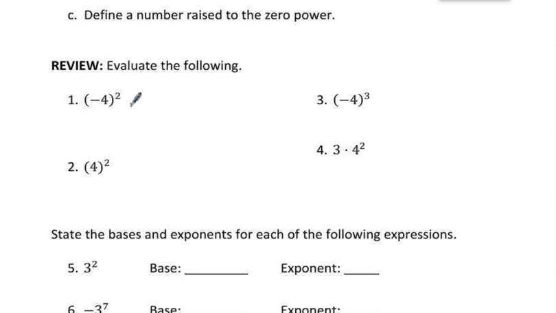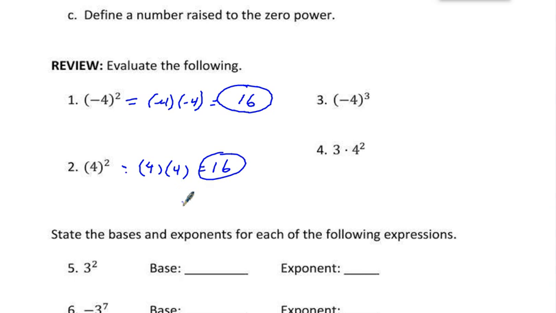Negative 4 squared. What this really means is negative 4 times negative 4, which 4 times 4 is 16, and a negative times a negative is a positive. So because the negative sign was inside the parentheses that was squared, meaning the whole parenthesis times itself. That's very important. Down here in number 2, 4 times 4 is what's going on, which again is also a positive 16.